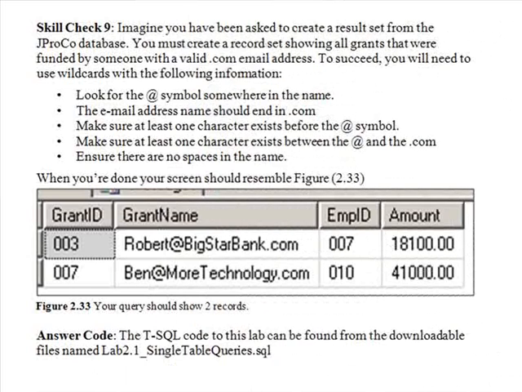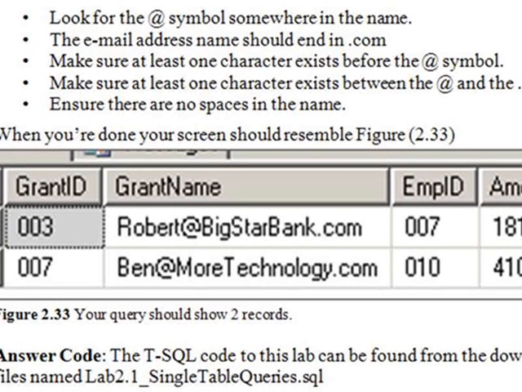With that practice under your belt, you're ready for the ultimate challenge. Turn to skill check 9. Imagine that you've been asked to create a result set from the JPro Code database. You must create a record set showing all grants that were funded by somebody with a valid .com email address. To succeed, you need to use wildcards, and here's the logic you got to use.